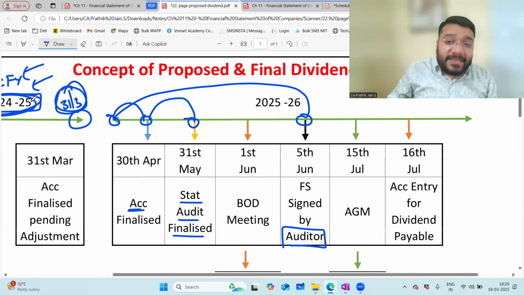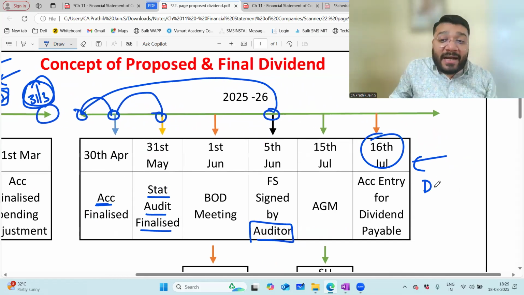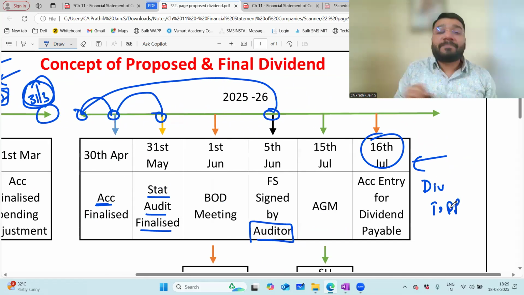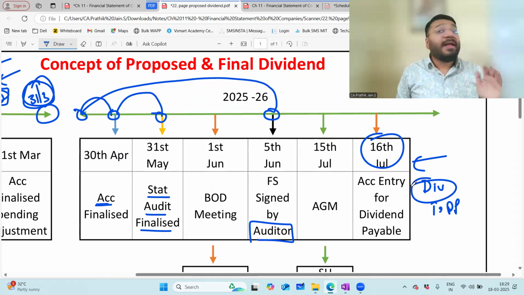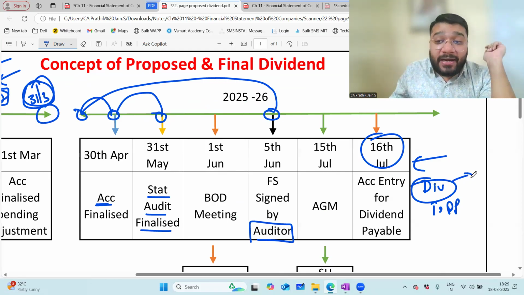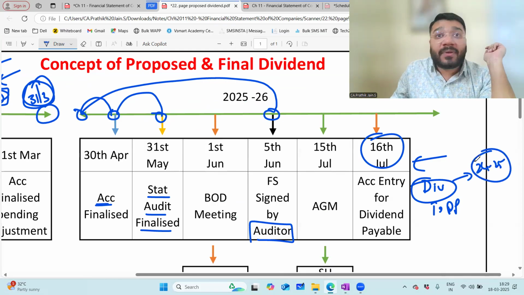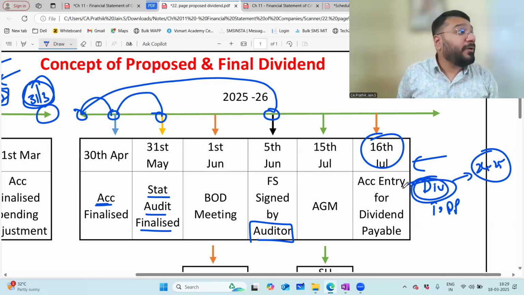Now, 16th of July, your accountant has recorded one entry called dividend account debit to dividend payable. This dividend I have to transfer to statement of P&L account. Which year of P&L account can I transfer? Can I transfer this dividend in 24-25? Technically, this dividend is belonging to which year's profit?